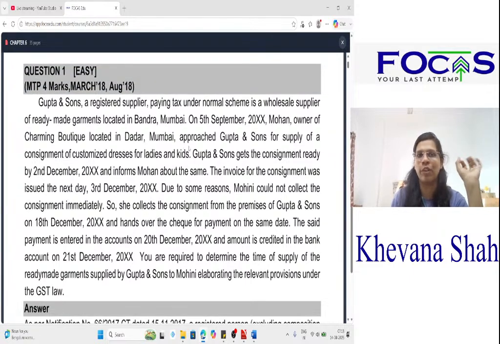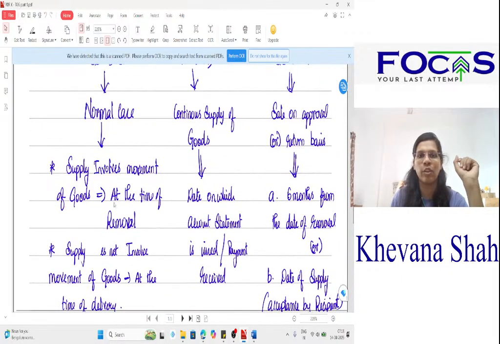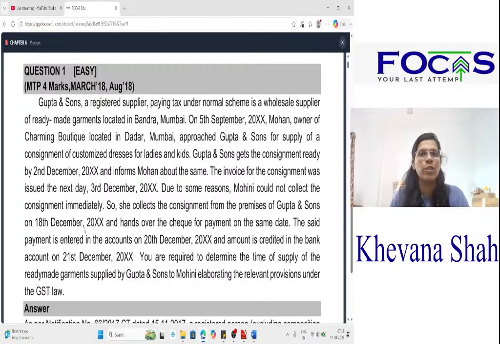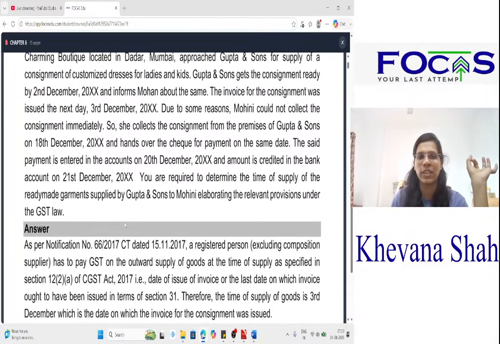This is a wholesale supplier of ready-made garments, okay? So here your movement of goods is involved. So in case of movement of goods, we'll see what was the date at the time of removal of goods. So when are the goods removed? The goods are removed on 3rd of December. No, on 3rd of December we are issuing the invoice. Then the consignment is ready by 2nd of December, and because that person could not collect the goods, the consignment is collected on 18th of December. Okay, and now account entries are done on 20th December, and your bank account is credited by 21st of December.